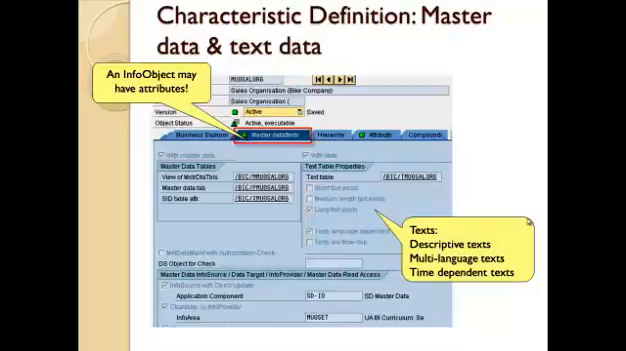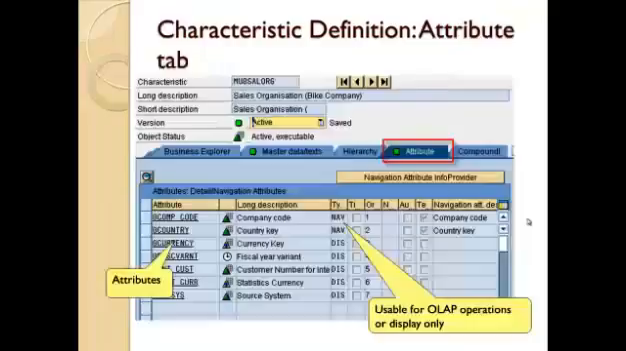I just talked about tags, and hierarchy is on a separate tab, and attributes are also on a separate tab. But you need to check the master data checkbox here in order to activate the attribute tab. Otherwise you won't be able to define the attributes for this particular info object. So after we check the checkbox for master data, the attribute tab will become available.